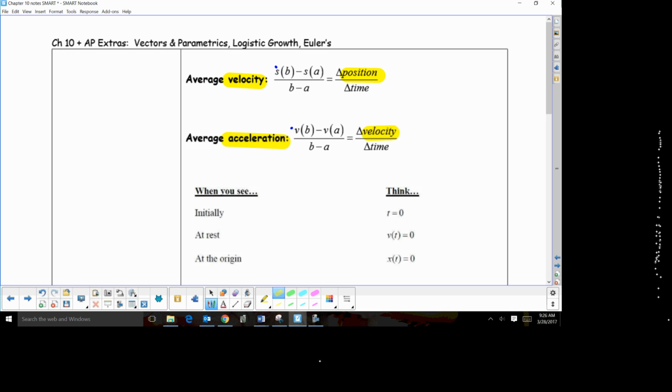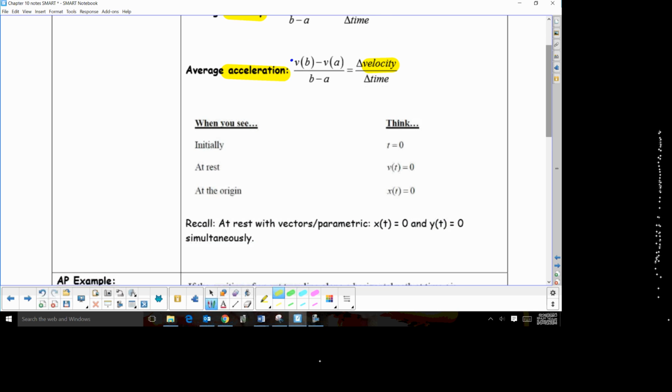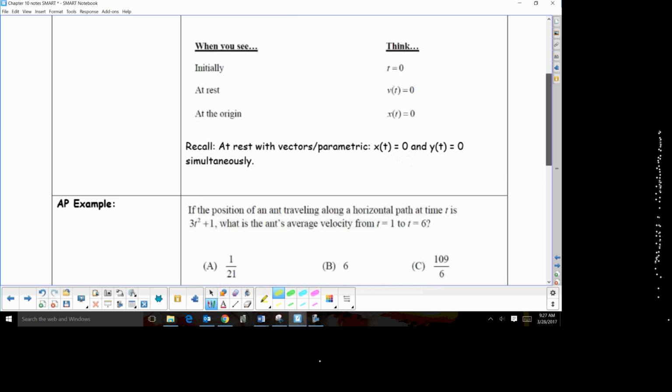And then just a little kind of key notes. When you see initially, you think time is 0. When you see at rest, you think velocity is 0. Remember, at rest is when both are 0 simultaneously in the parametric, and then at the origin is when we set the equation equal to 0. So just kind of thinking through that.